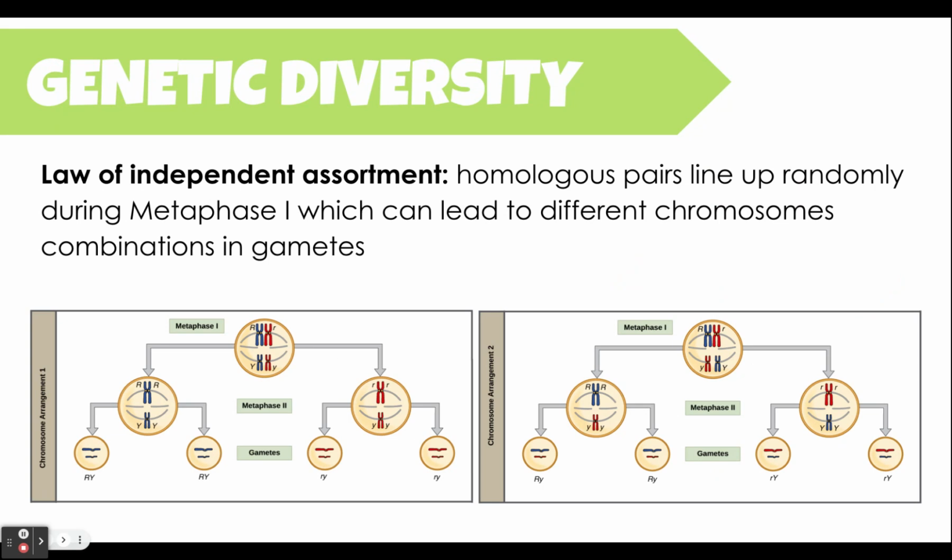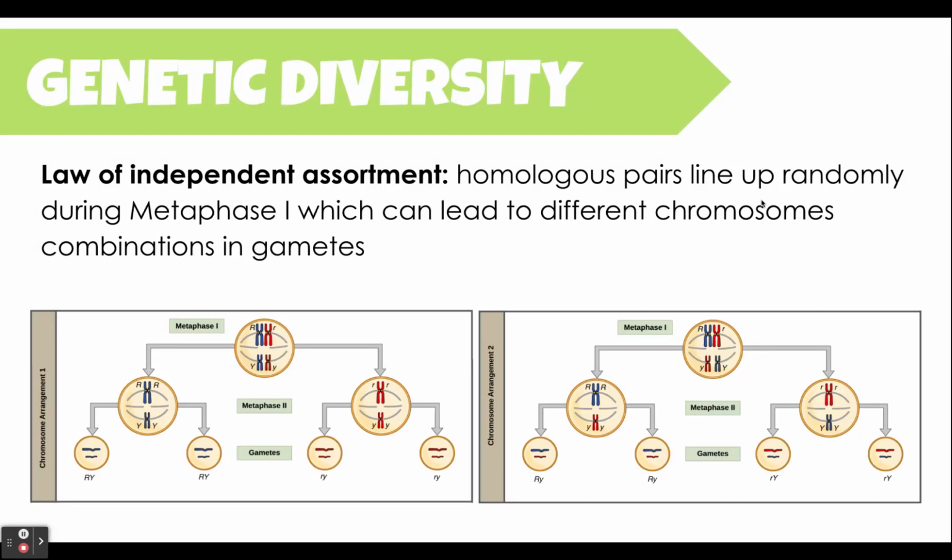So the first way we get some genetic diversity here, meaning differences in genes, where our genes are not the same in every sex cell, is due to the law of independent assortment. And this law states that when those homologous pairs line up randomly during metaphase I, so they're in their pair, one of the chromosomes of the pair was inherited from the egg, so the mother. One chromosome was inherited from the sperm, the father. It is random which side which chromosome lines up on.